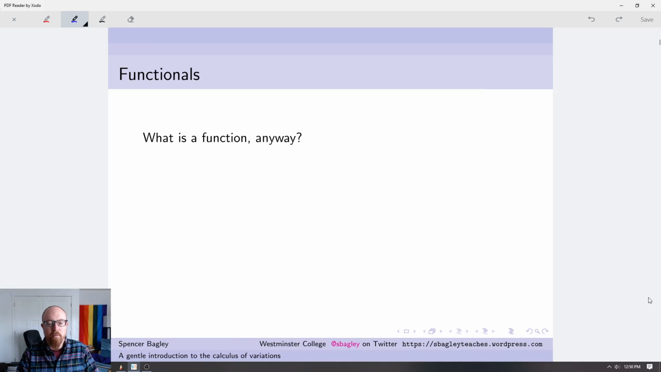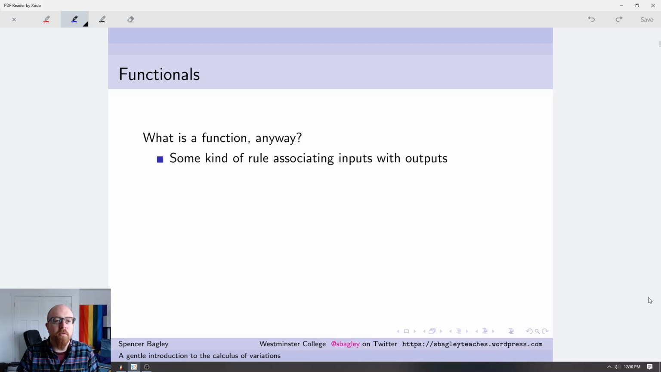But that's clearly way too hard for now. So let's back up and we'll think about an easier problem, and we're going to think about it in terms of functionals. Now, what is a functional? It's a kind of function. Okay, what is a function? A function is some kind of rule that associates inputs with outputs.